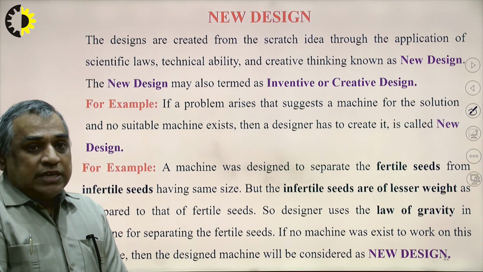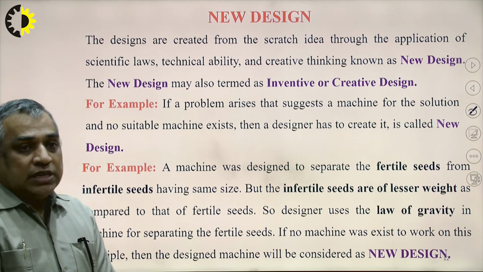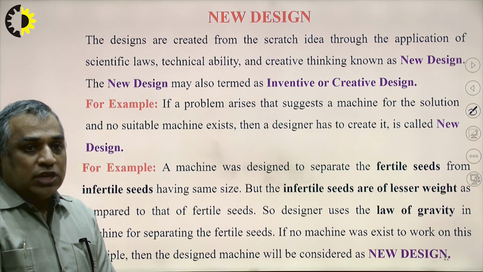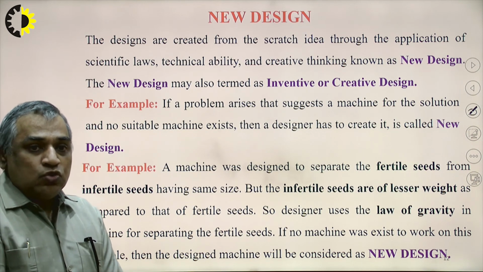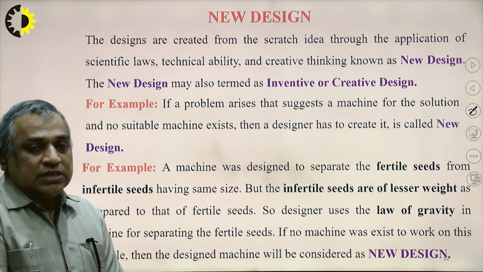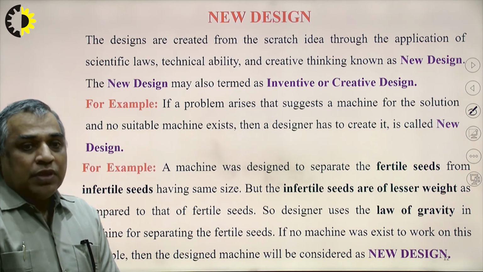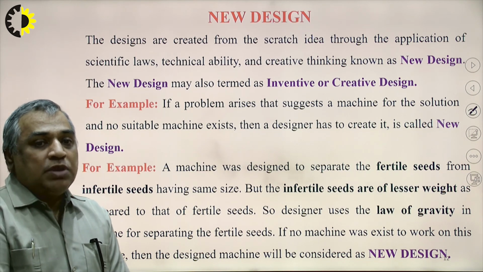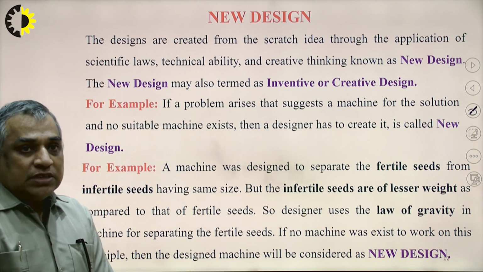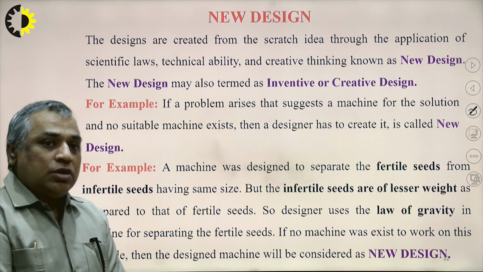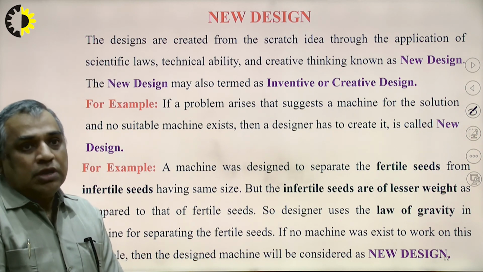A machine was designed to separate fertile seeds from infertile seeds having the same size, but the infertile seeds are of lesser weight as compared to fertile seeds. So the designer uses the law of gravity in the machine for separating the fertile seeds. If no machine exists to work on this principle, then the designed machine will be considered a new design. Otherwise, it will not be a new design. It may be a design by innovation.